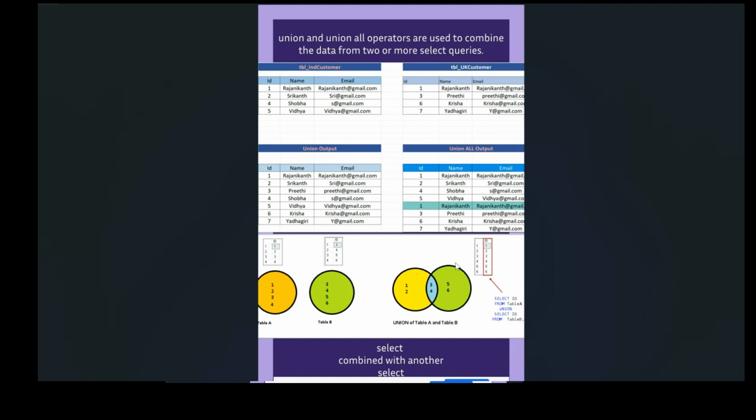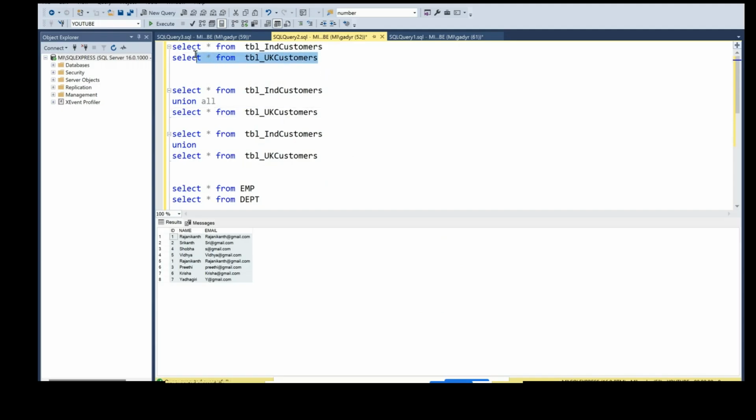For this, we are taking two tables. First one is TBL Indian customers. Second table is TBL UK customers. In both the tables, we have identical columns: ID, name and email. Let's say if I issue a select statement for these two tables, you will see two individual result sets, right? Let's go to the SQL server and issue a select statement on top of these two tables. You will see two individual result sets. First one will represent the Indian customers. Second result set will represent the UK customers.